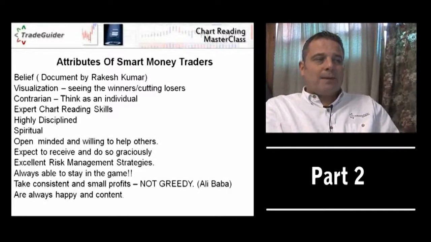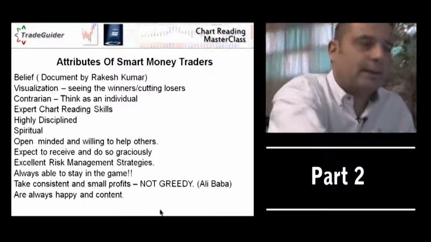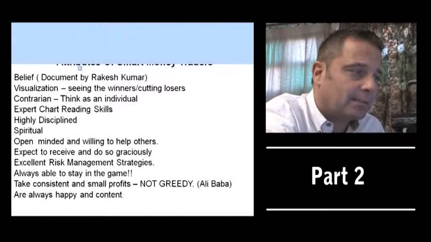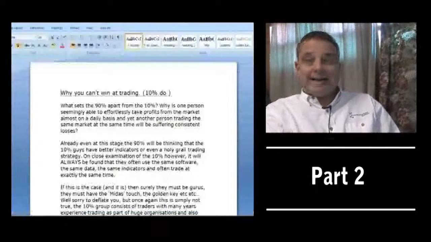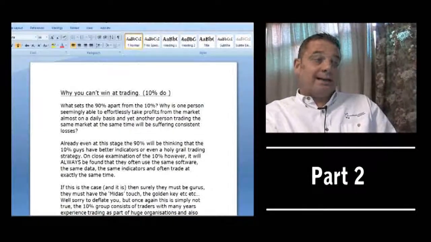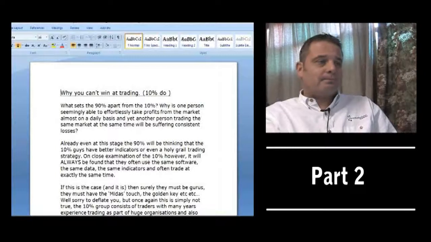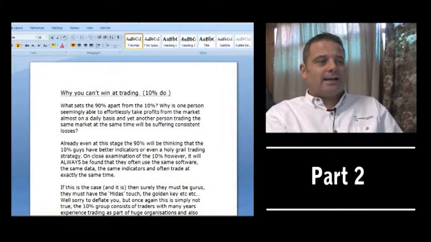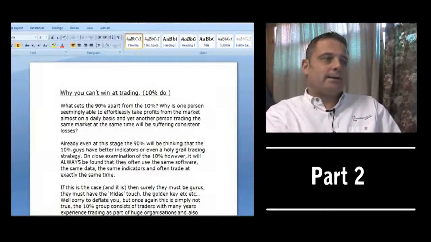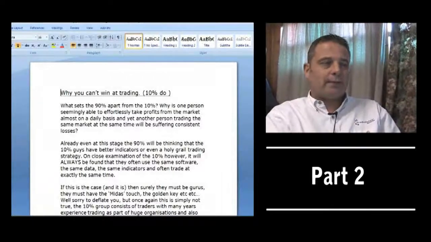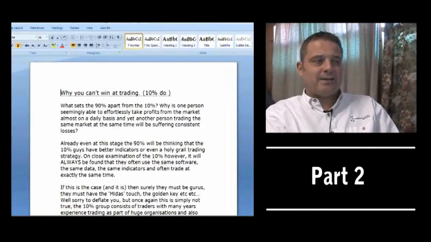Now, I'm going to talk about belief, and I want to read a document that was sent by a TradeGuider customer called Rakesh Kumar. Some of you have got this document. He's allowed me to use it. I've got permission. He sent it to me 3 or 4 years ago now. I can't claim to have written this. It's Rakesh. And if he's listening to this recording, I'm very grateful for him to allow me to read this.